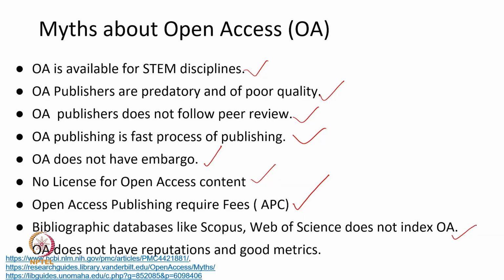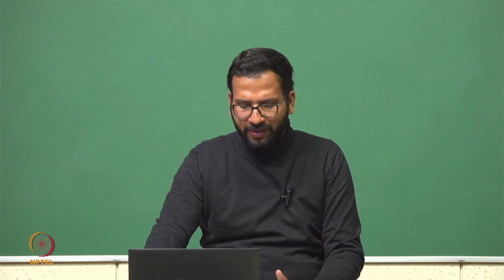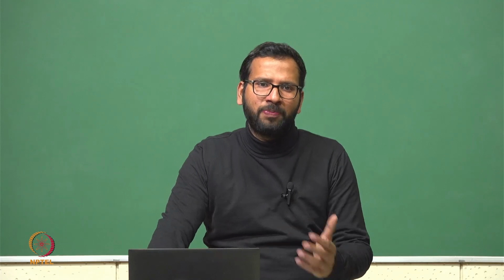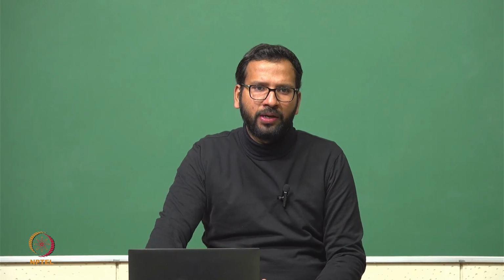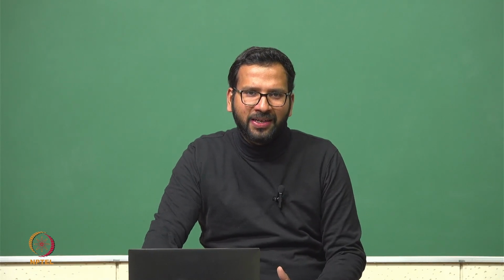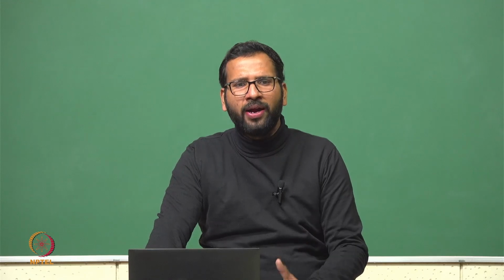Now let us move to the next myth commonly circulated about open access, that bibliographic databases like Scopus and Web of Science do not index open access, and that open access does not have reputation and good metrics. If you see this chart, research has been published in open access and indexed in Scopus, and similarly open access research is indexed in Web of Science and other databases. So it is not true that open access publications are not indexed in bibliographic databases or don't have good journal metrics. There are various open access journals which are indexed in Scopus and Web of Science and also have good journal metrics like CiteScore and impact factor.